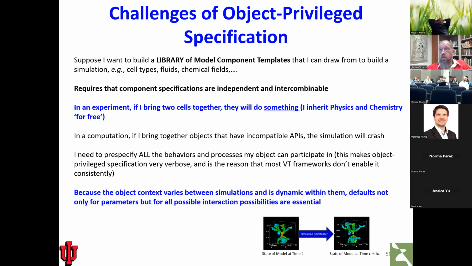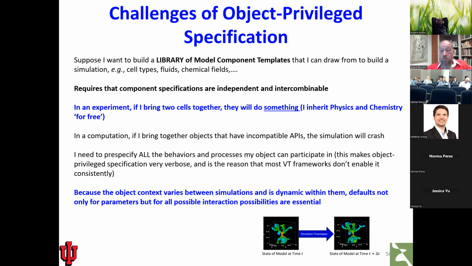If I come back to the issue of libraries and object specifications, I see I'm going to run out of time before I get to a lot of these problems. I really want to come back to this idea, it's my dream, of having a library of model component templates. For example, cell types, extracellular matrices, chemical fields. These need to be independent and intercombinable.